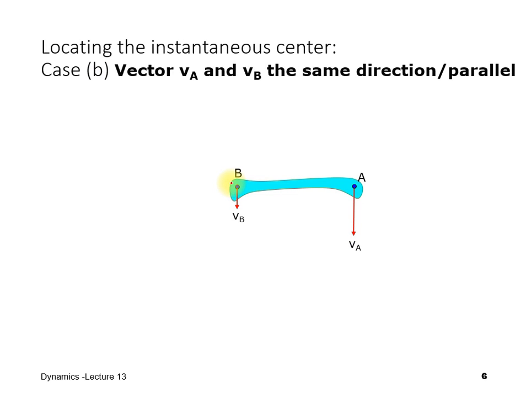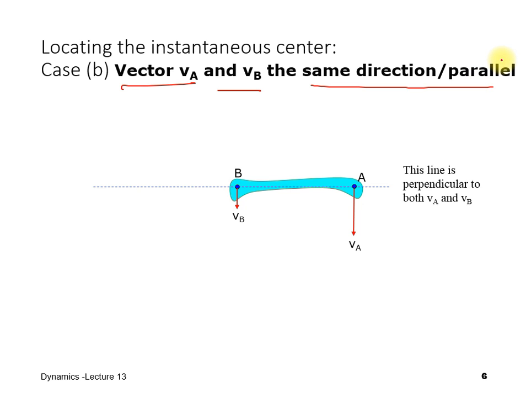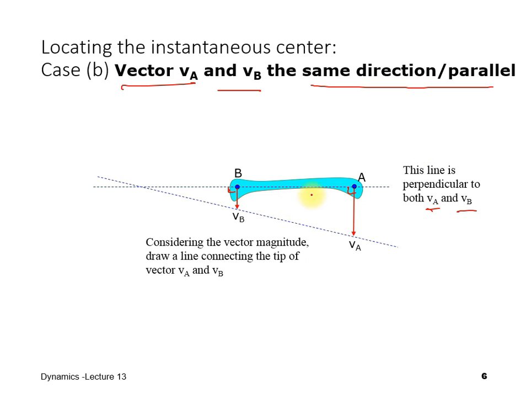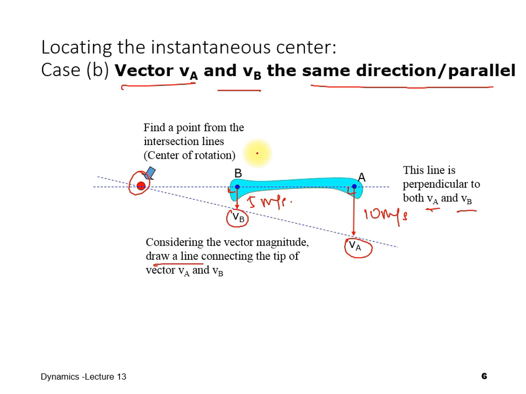Okay, let's see case B, where vector VA and vector VB are in the same direction. First thing first, draw the lines perpendicular to VA and VB, so draw a line perpendicular at point A and point B. Knowing the magnitude of velocity VA and the magnitude of velocity VB, you need to draw a line connecting the tips of vectors VA and VB. Let's say this one is 10 meters per second, and this is 5 meters per second. At the tips of the arrows over here, you draw a line, and where it crosses the perpendicular line is the instantaneous center of zero velocity.